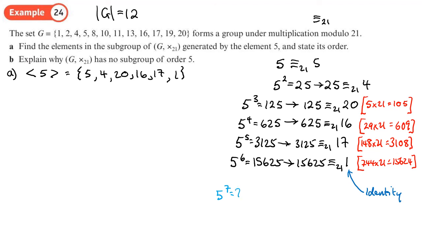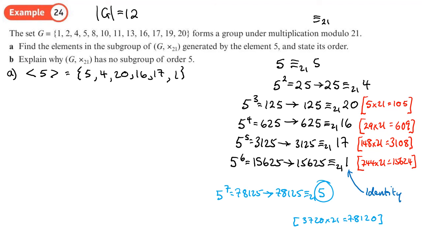This is 78,125. So let's work out what 78,125 is in modulo 21. So I'll divide that by 21 and I get 3720 point something. So let's work out 3720 times 21, and that gives me 78,120. So I can see that's a remainder of 5. So I've gone full circle. I'm back to the 5 again.